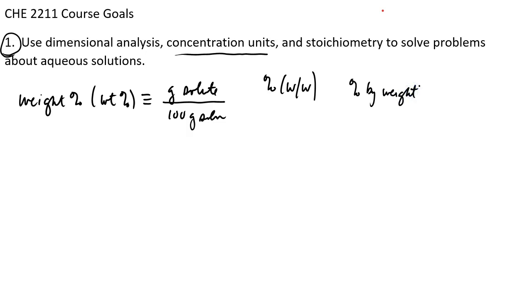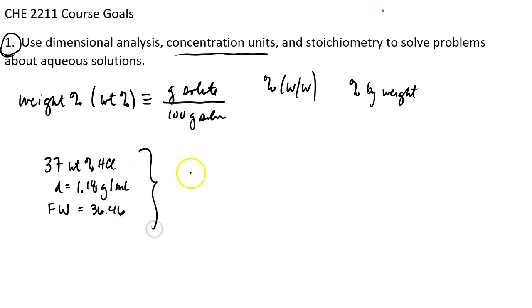So let's see if we can do an example. Let's imagine that we have a solution whose concentration is 37 weight percent HCl, and we're given the density of the solution as 1.18 grams per milliliter, and we're also given the formula weight of HCl as 36.46 grams per mole. So using all of that information, can we convert weight percent into molarity?